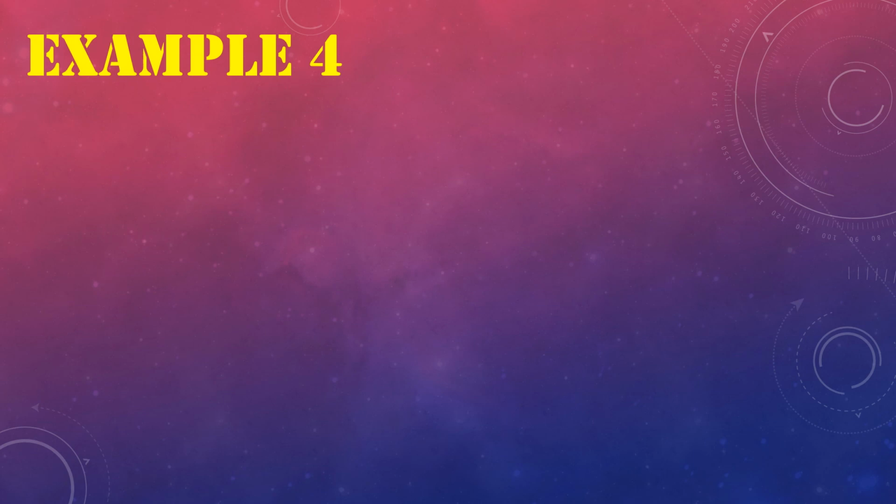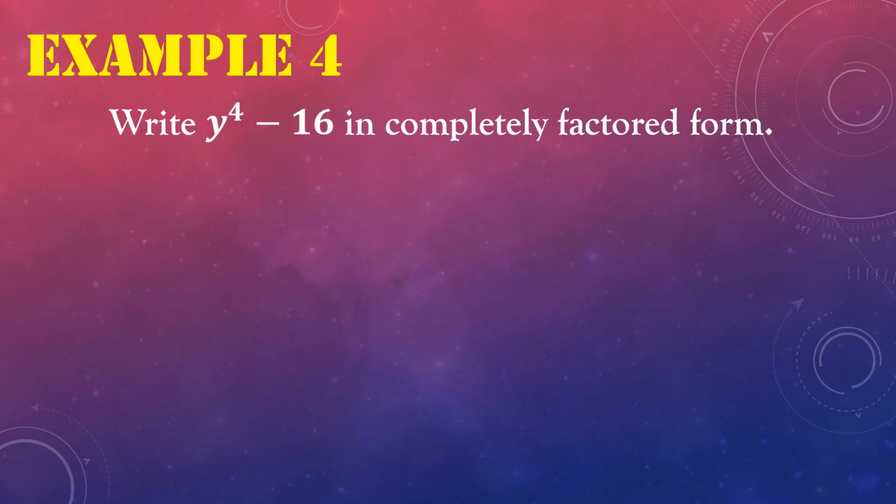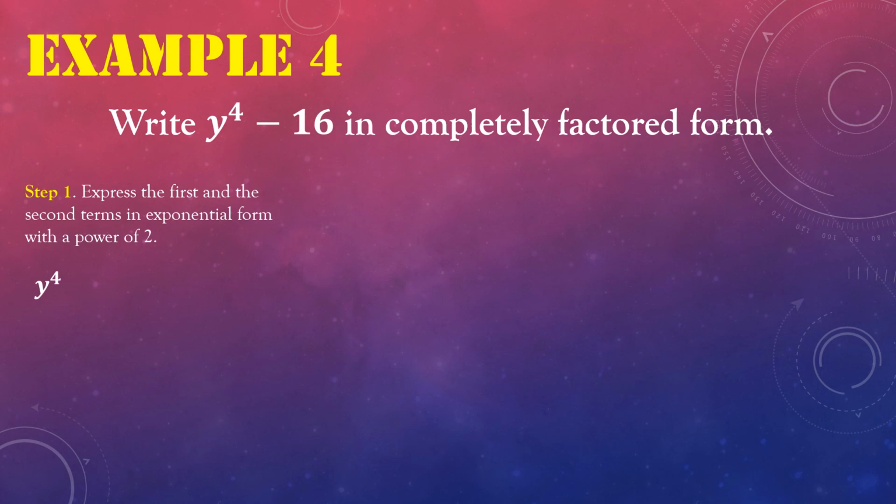Example number 4. Write the expression y raised to 4 minus 16 in completely factored form. Step 1. The term y raised to 4 can be written as y squared times y squared, or the quantity of y squared raised to 2. Also, the second term, which is 16, can be written as 4 times 4, which is also equal to the quantity of 4 raised to 2.